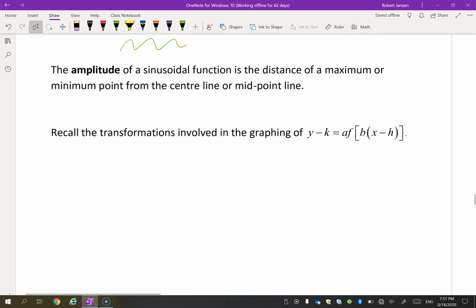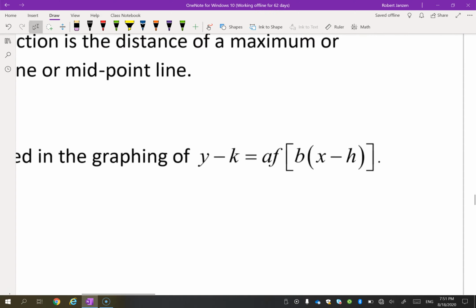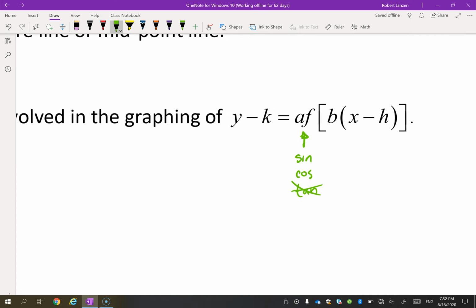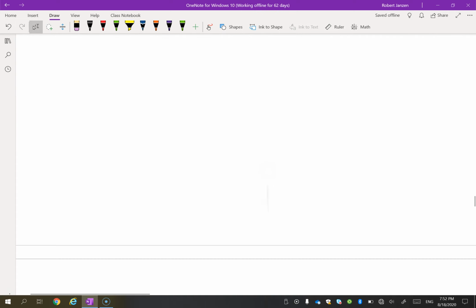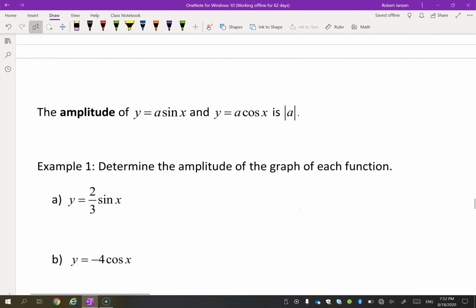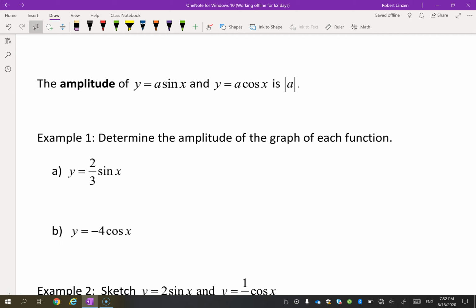And then recall this. So this is the transformations of a graph. And what we're going to do for the function, we're either going to put sine or cos in there. Usually, we are not going to do the tan graph. So you probably don't need to worry about that one. So let's take a look at what each of the parameters does to the graph.